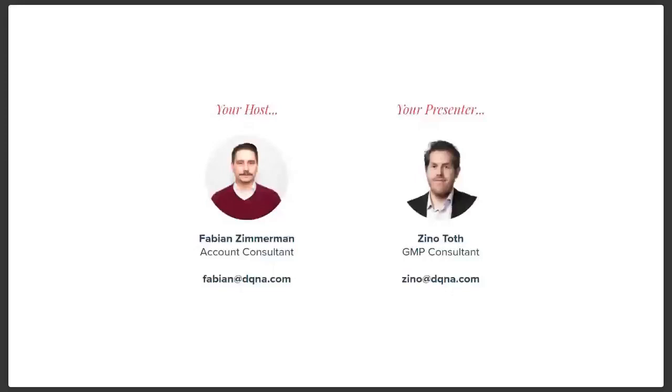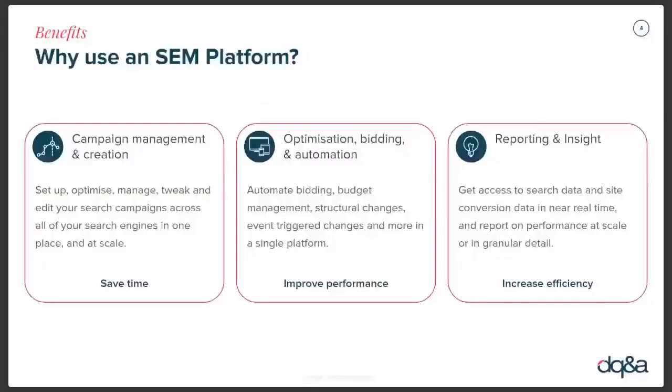So the first question is, why use an SEM platform if you already have Google Ads or Bing Ads in place? Just imagine you have a mid to large sized account with a few hundred or even a few thousand keywords or ads, and you basically adjust them manually. This costs a lot of time, especially if you have multiple engines like Google Ads and Bing Ads in place or anything else.